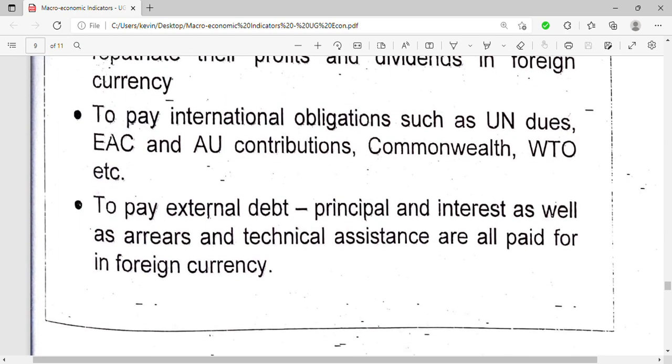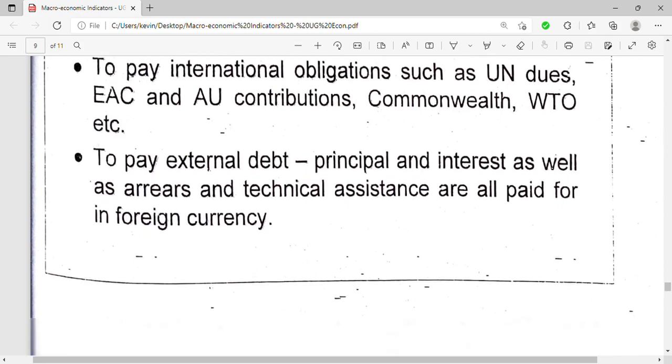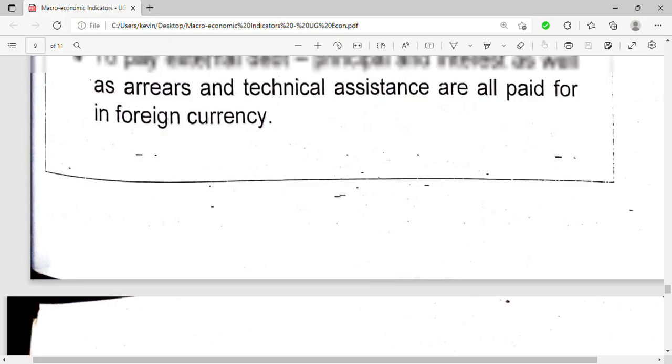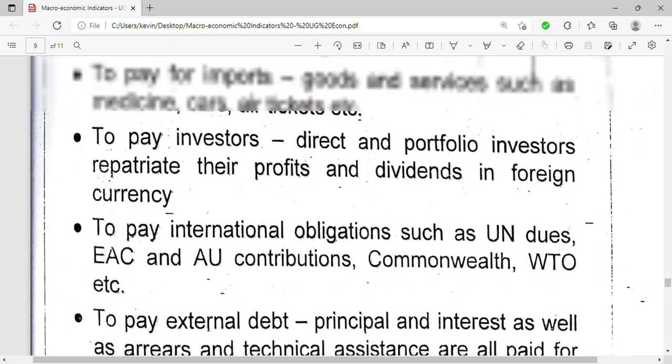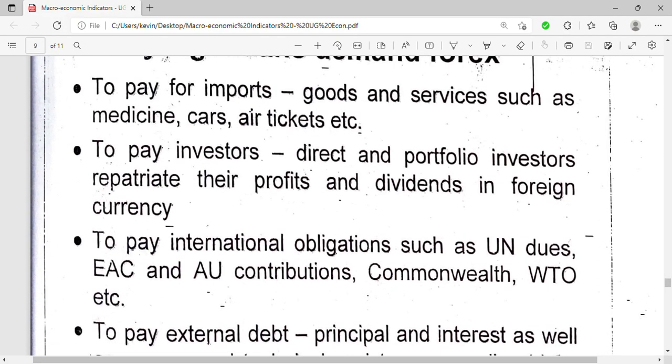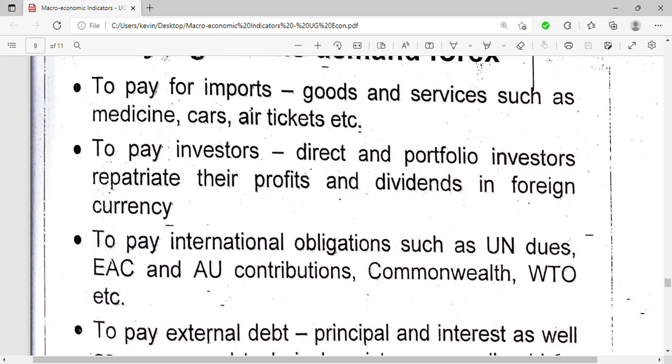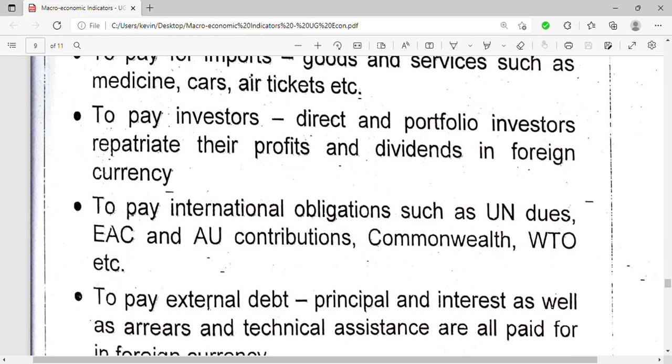Another one is to pay external debt. If you borrow from abroad, when you're paying back, you're supposed to pay back in their currency. If you borrow in dollars, you're supposed to pay back in dollars. So those are the main reasons why we demand for Forex: to pay for imports, to pay investors, to pay international obligations, to pay external debt.